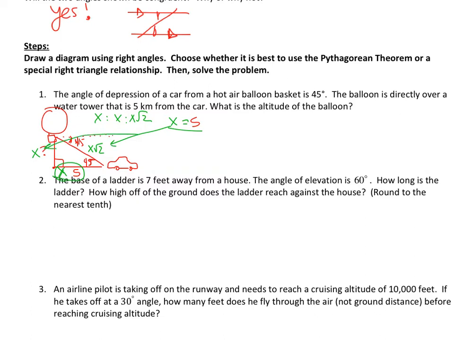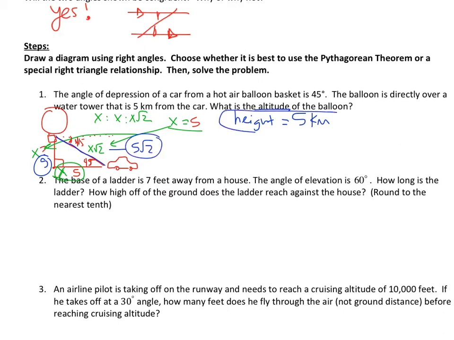And I can see that the altitude, or the height of the balloon, is going to be just a plain 5 kilometers, because that's what it is right over here. If I wanted this direction, I would have to take 5 and then multiply it by the square root of 2.